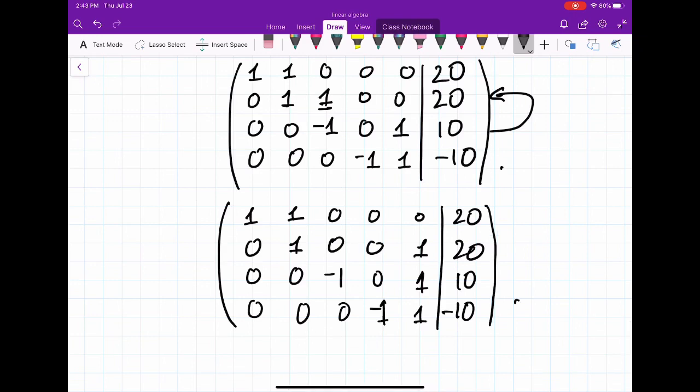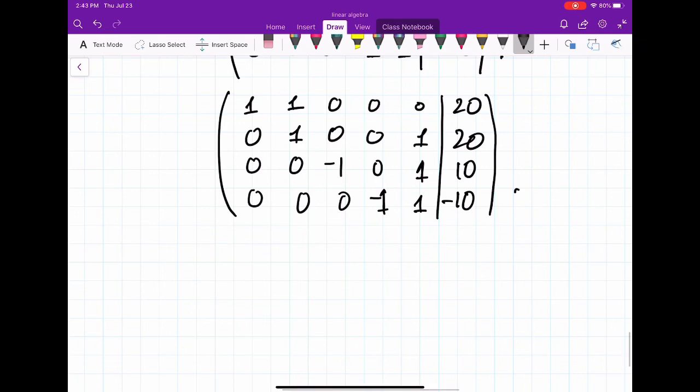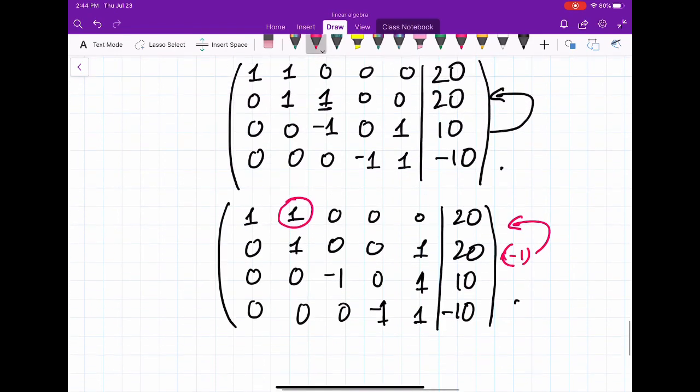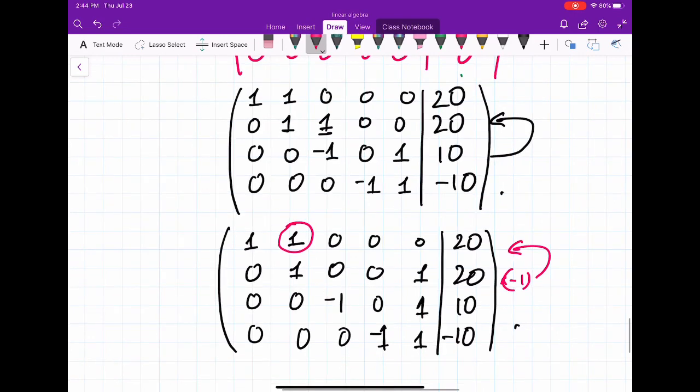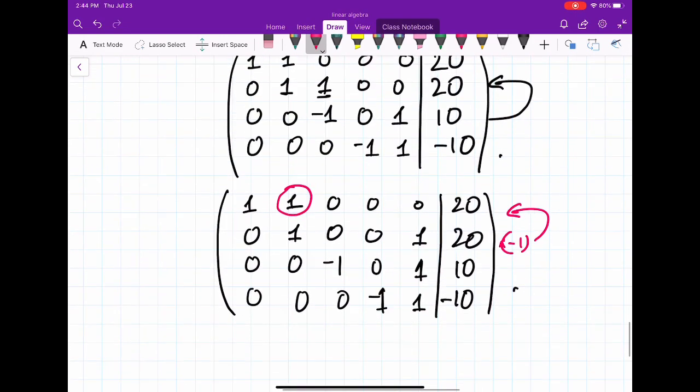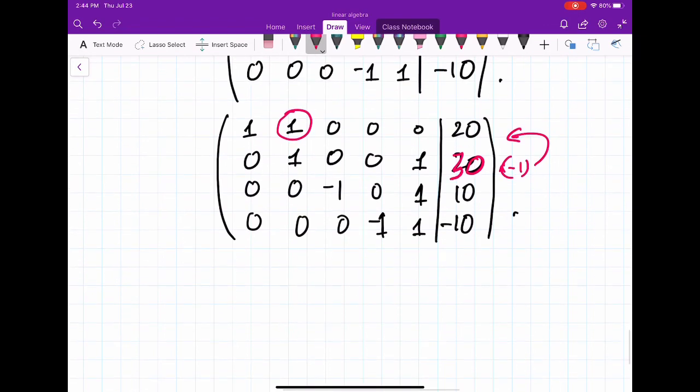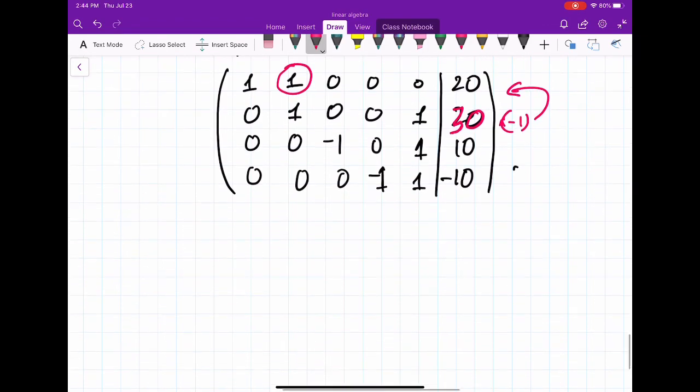Okay, so we need to do one more step, because we still have 1 in here, right? We want it to become 0. I multiply the second row by negative 1 and add to the first one. But let's see if we are correct or not. I think we are wrong in this step. So this should be 30. Sorry, it should be 30. So this should be 30, right? Oh, okay. Now let's multiply the second row by negative 1, add to the first, and I hope we'll finish this pretty soon.